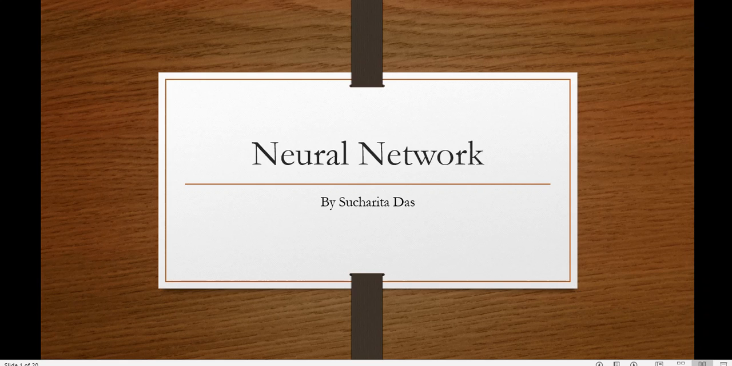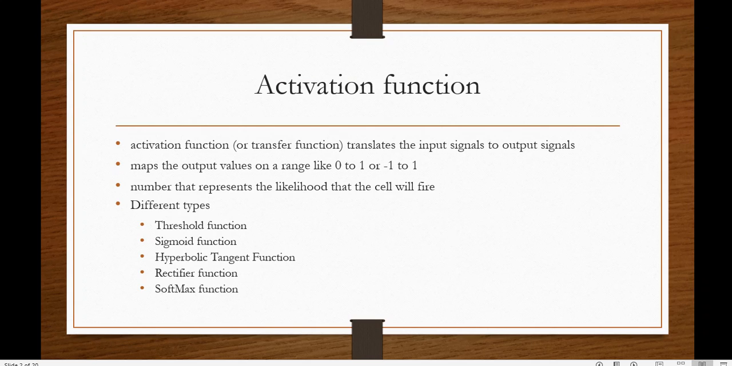Welcome back to this session on neural network. In this current session, we are going to discuss activation function. As part of the introduction, we talked about activation function.